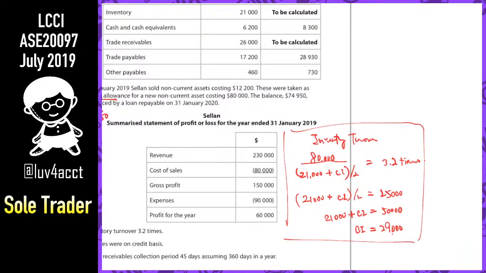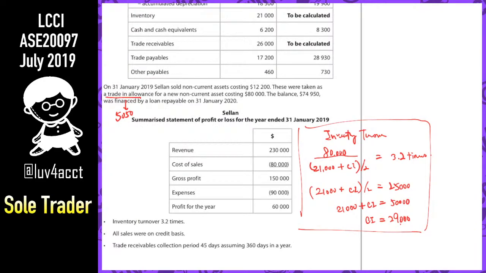This should be done in the next page, for the workings. And also trade receivables collection period, because all sales are on credit basis. So trade receivables collection period will be trade receivables over sales, 230,000 multiplied by 360, we have 45 days. So trade receivables is equal to 45 multiplied by 230,000 divided by 360. It would be 28750.